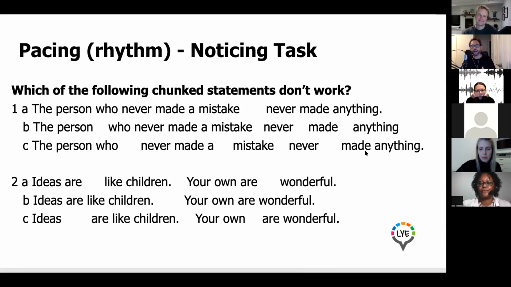So again, a very simple noticing task that you can use with your students is to ask them. If you're working with a lower level, you can easily give them the options. But if you are working with a much higher level, my suggestion is give them one sentence, like the person who never made a mistake, never made anything, and ask them, how many different ways can you break this down so it sounds different each time you pronounce it?